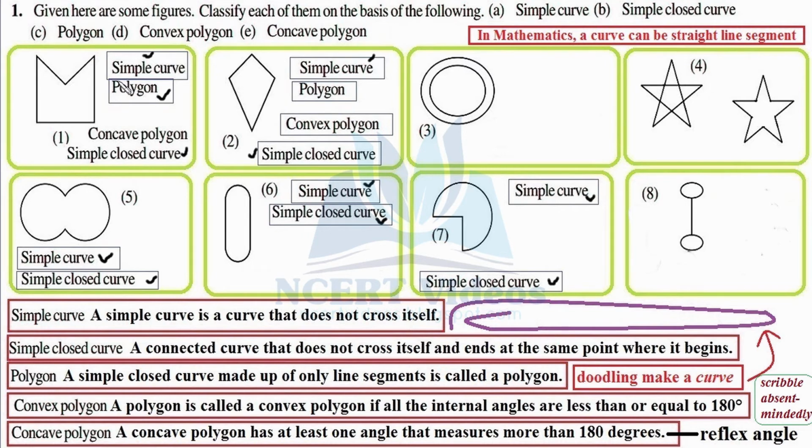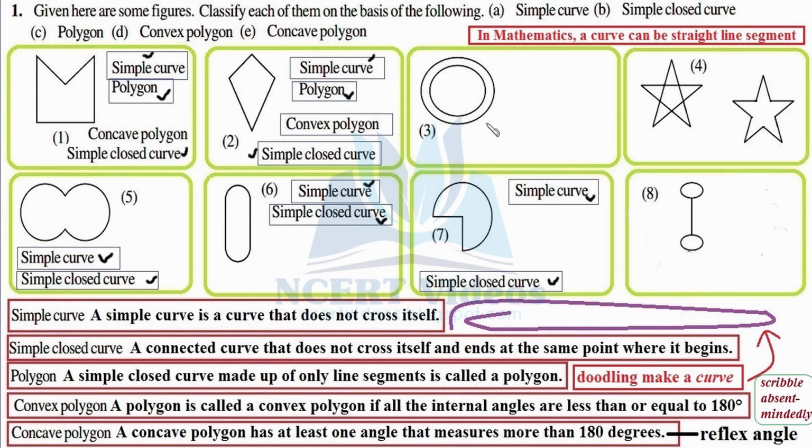And we will consider only those cases which were simple closed curves. So it was a simple closed curve, and we can put our attention onto it. Is it made up of straight line segments only? Well, yes. Therefore, it is our polygon.